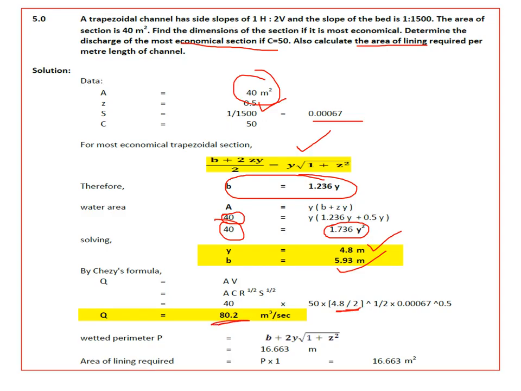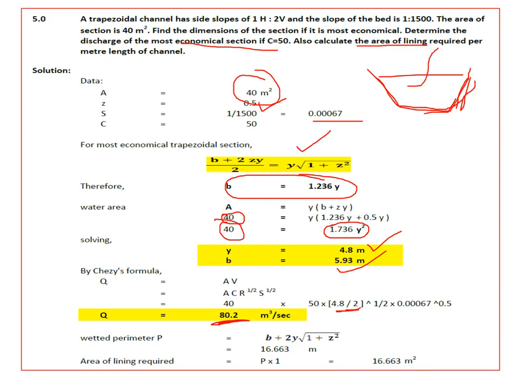meter cube per second. The only thing left is the area of the lining. Where the lining is given, generally it is given to the sides and the bed, like a concrete lining or anything. So it is nothing but the perimeter into length. Length is not given, so you take it as 1 meter. If you are able to find the perimeter for this problem, you simply multiply by 1, so that will give the area of the lining. This is not the water area, but I want the area of the lining.